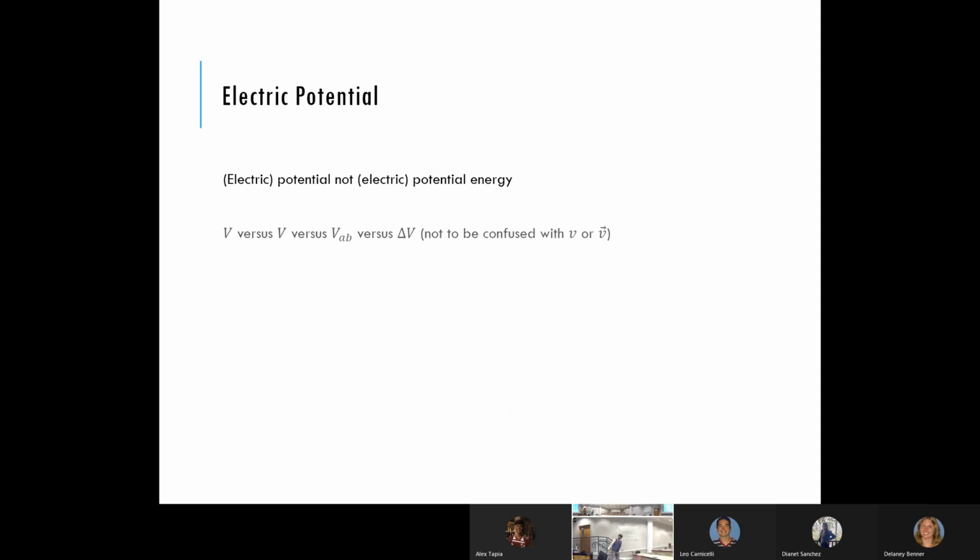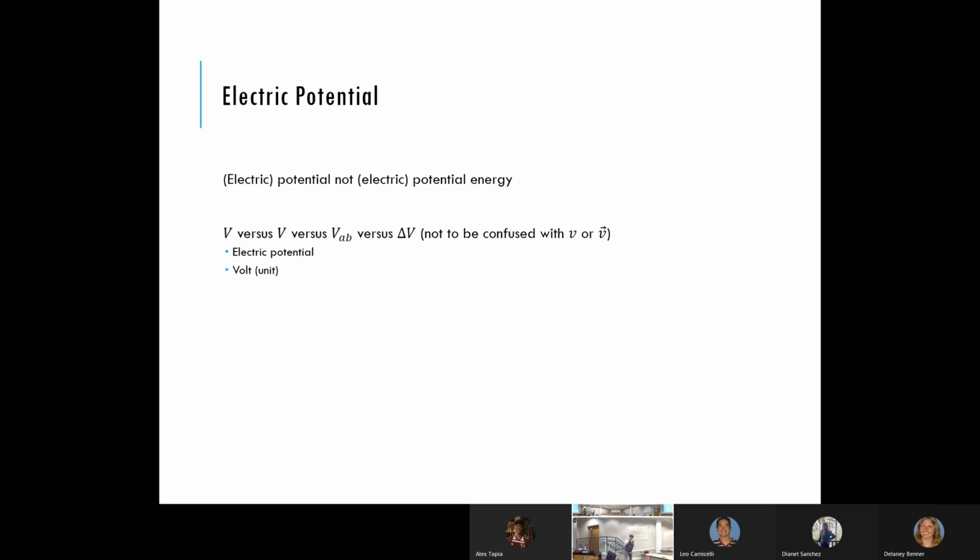So that's the first one. Of course, the second one I think I've already warned you about. And unfortunately, there's 26 letters in the alphabet, and for some reason, V seems to be popular. So we have to be careful because this is where V versus VAB versus delta V is not to be confused with V or V. So you go, okay, what do I mean here? Unfortunately, V, we'll start here, I'll say electric potential, which is not to be confused with capital V, which can also be volts, the unit.